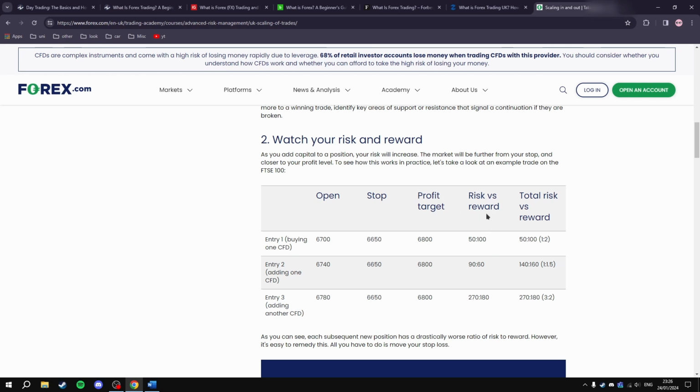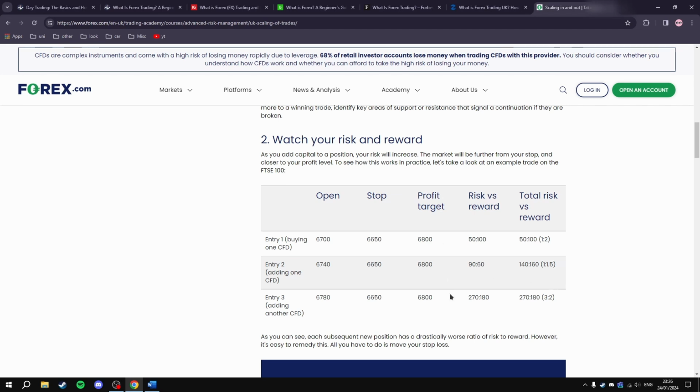Entry 2, adding 1 CFD. So open at 6,740. Stop 6650, same stop. Profit target, same profit target. But now you've got a lower risk versus reward. So you're risking more to get less.